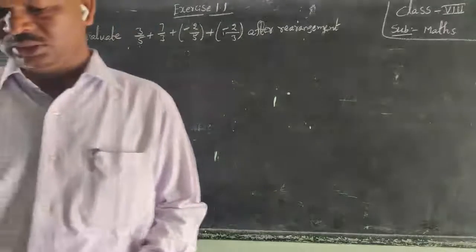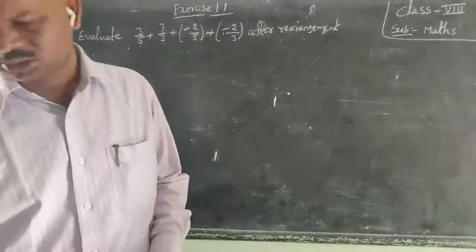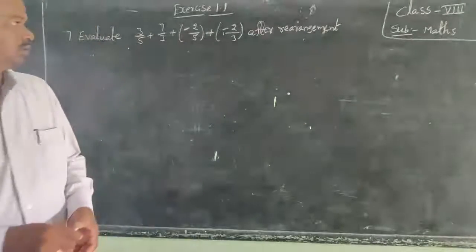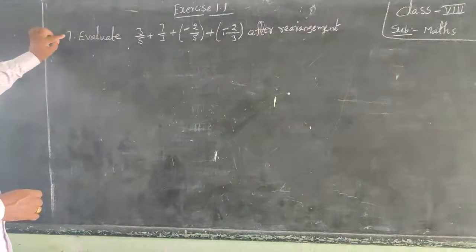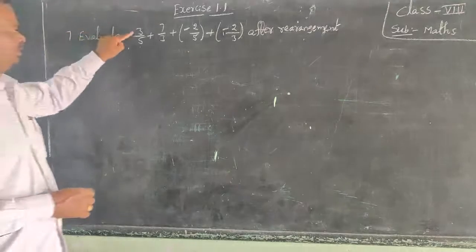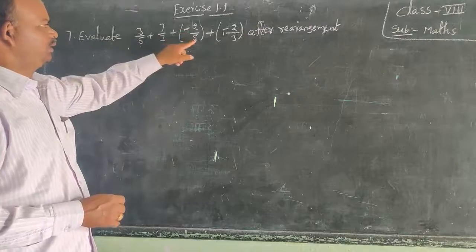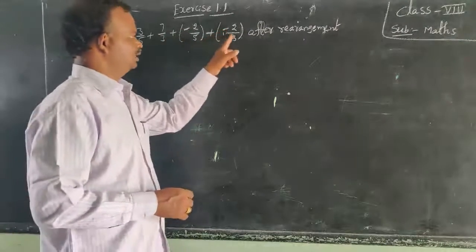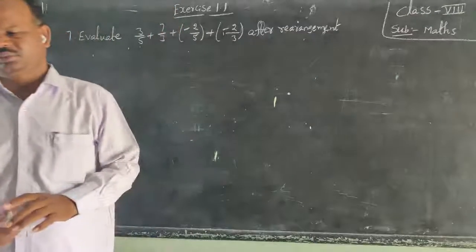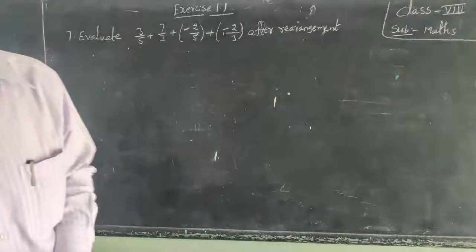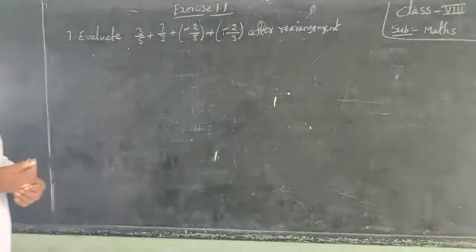We are giving a sum for homework. The exercise 1.1 sixth sum. Today we will discuss the seventh sum. Evaluate 3 by 5 plus 7 by 3 plus minus 2 by 5 plus minus 2 by 3 after rearrangement. Here the given terms we are rearranging.